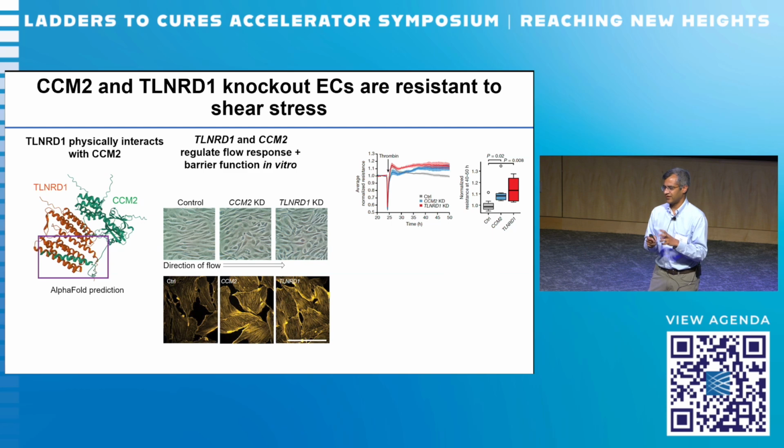But we think that we have knockout cells, CCM2 and T1RD1 knockout cells, that are resistant to shear stress. They demonstrate some of the phenotypes that you'd expect. At the bottom, the most striking phenotype is that the CCM2 and T1RD1 cells have stronger stress fibers. And right above that, you see that even with flow, the wild type cells will all align, but the knockout cells retain this disorganized pattern.